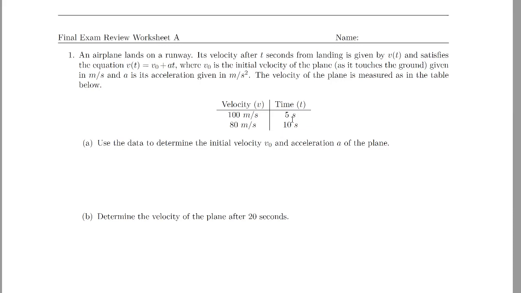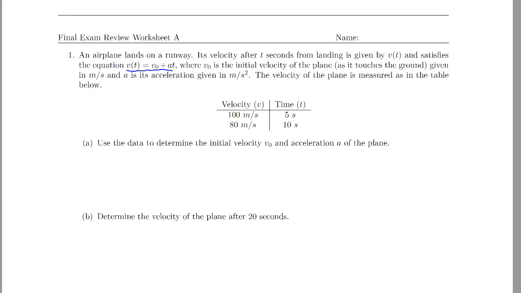Number 1, an airplane lands on a runway. Its velocity after t seconds from landing is given by v of t, so that's right here, and satisfies the equation v of t equals v naught, which means the initial velocity, plus the acceleration times time. Now, what's important here is that you recognize this equation.